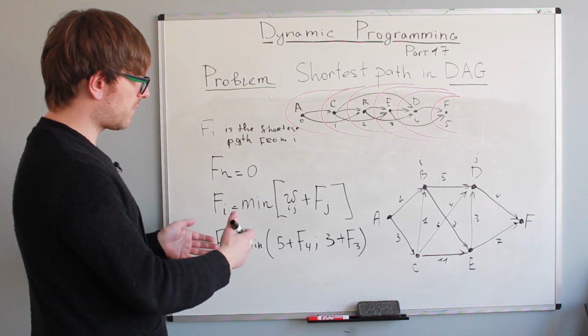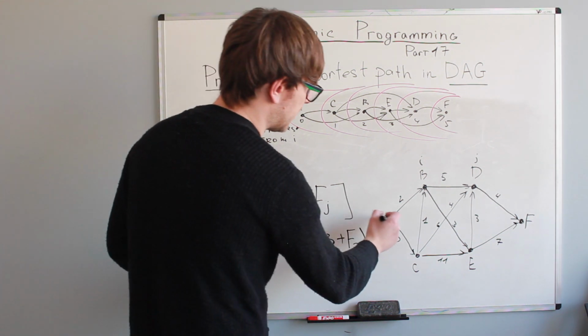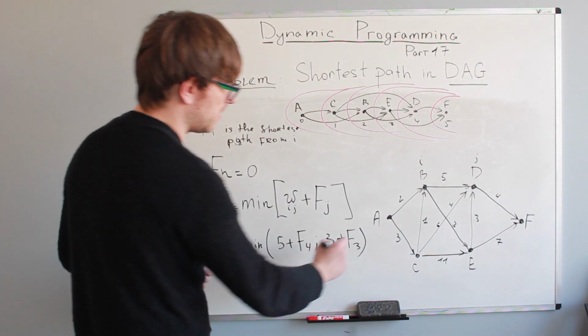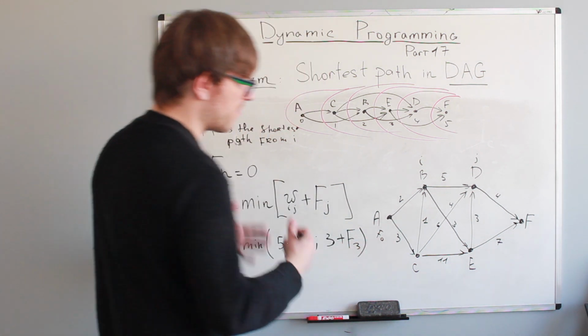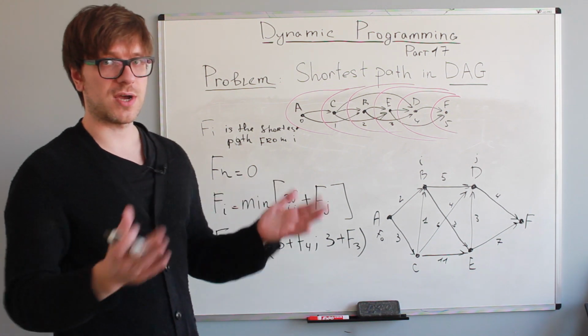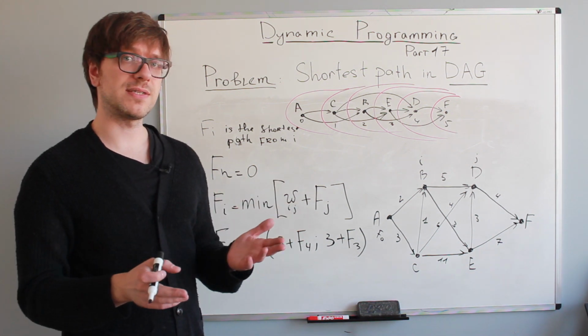So by doing all of that again and again, we will eventually get to here, which would be f of 0, and this would contain the answer to the entire problem. Let's code it up now and see how that works.